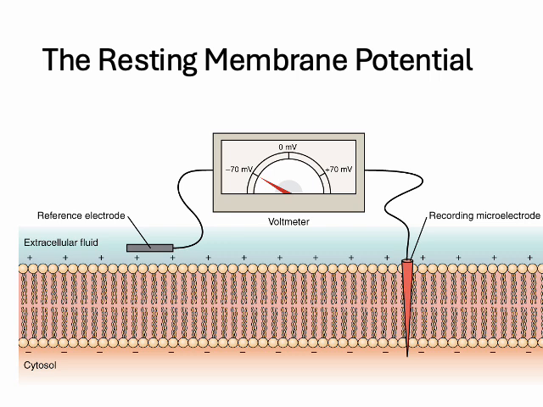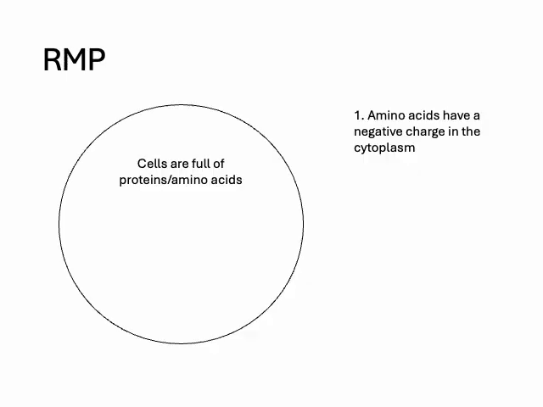In fact, you can kind of think about the extracellular fluid as being neutral. So it's got no charge, really. But there's a lot of negatively charged ions inside the neuron. Here's how I want you to think about what produces that magical number of minus 70. First, cells are full of proteins, right? Proteins are constructed from amino acids. Amino acids in cytoplasm have a negative charge. That is just something that we have to accept. Amino acids have a negative charge.